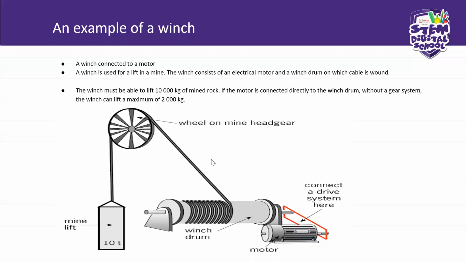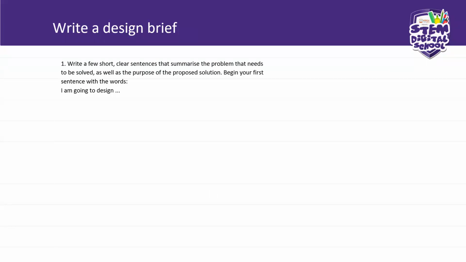Right. Now, remember, we had a problem to solve. Write a design brief. What is our problem? We are given a task of designing and making a winch that can lift 3 times the size of a normal vehicle. So we need to make a winch for a tow truck. Right, so you know that when we have a problem, we have to write a design brief of how we are going to solve it.